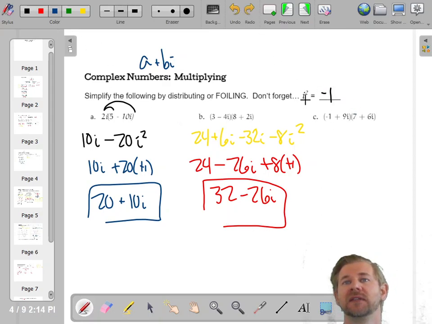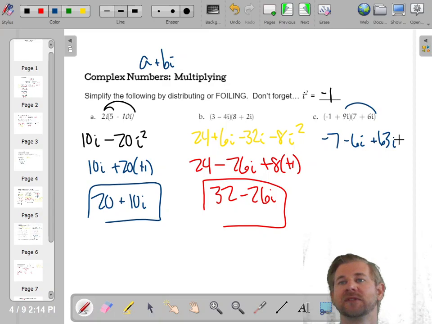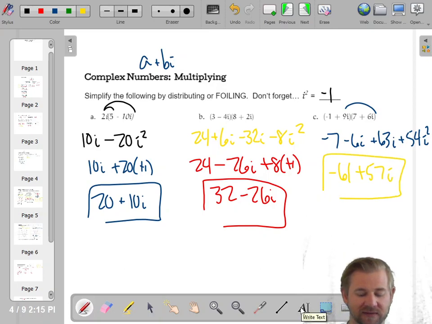One more. -1 times 7 gives you -7. -1 times 6i gives you -6i. 9 times 7 gives you 63i. And then this is where you've got to be careful. 9 times 6 is 54. i times i is i squared. So this is really a -54. A -54 minus 7 more is -61. And 63 minus 6 is 57i. So -61 plus 57i. Those are just complex operations.